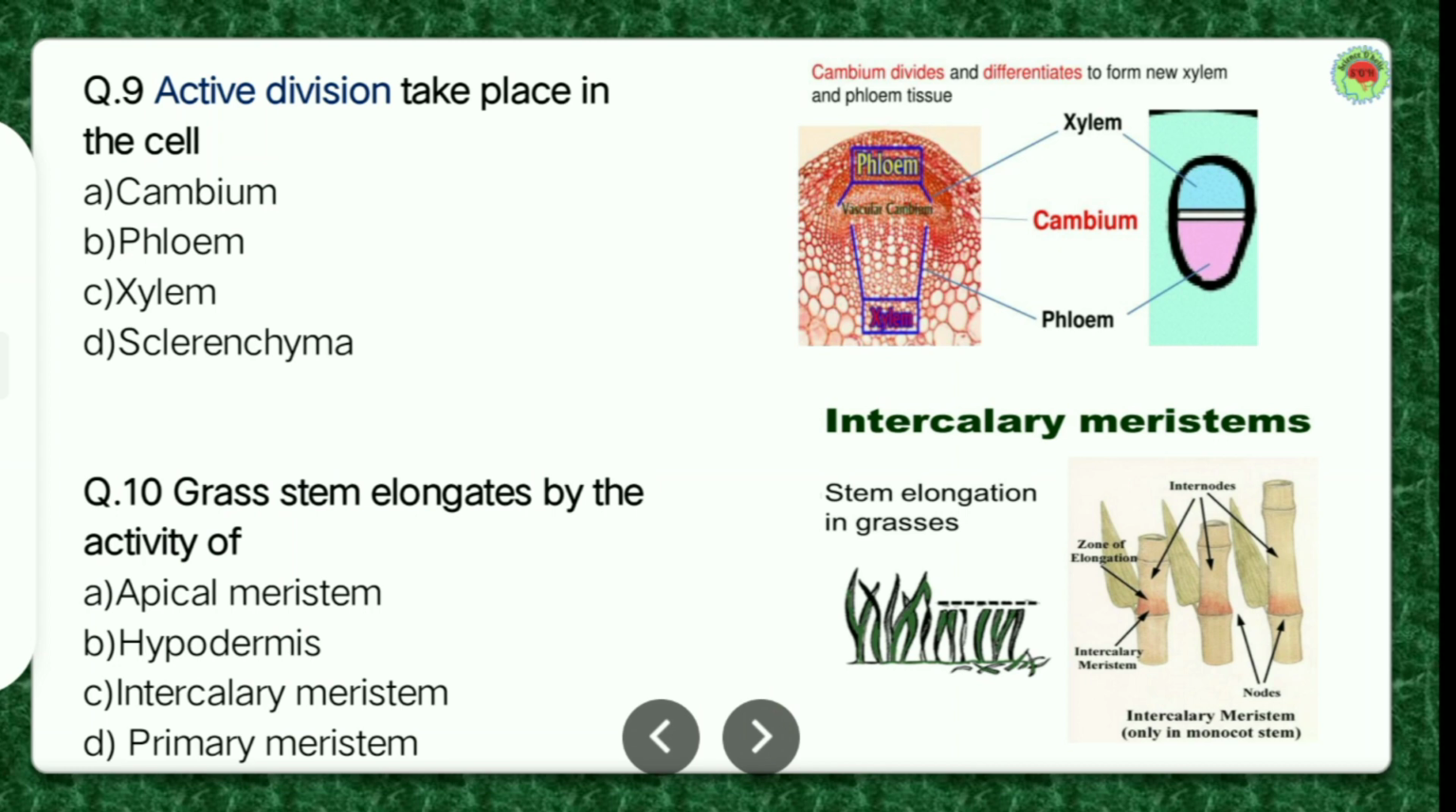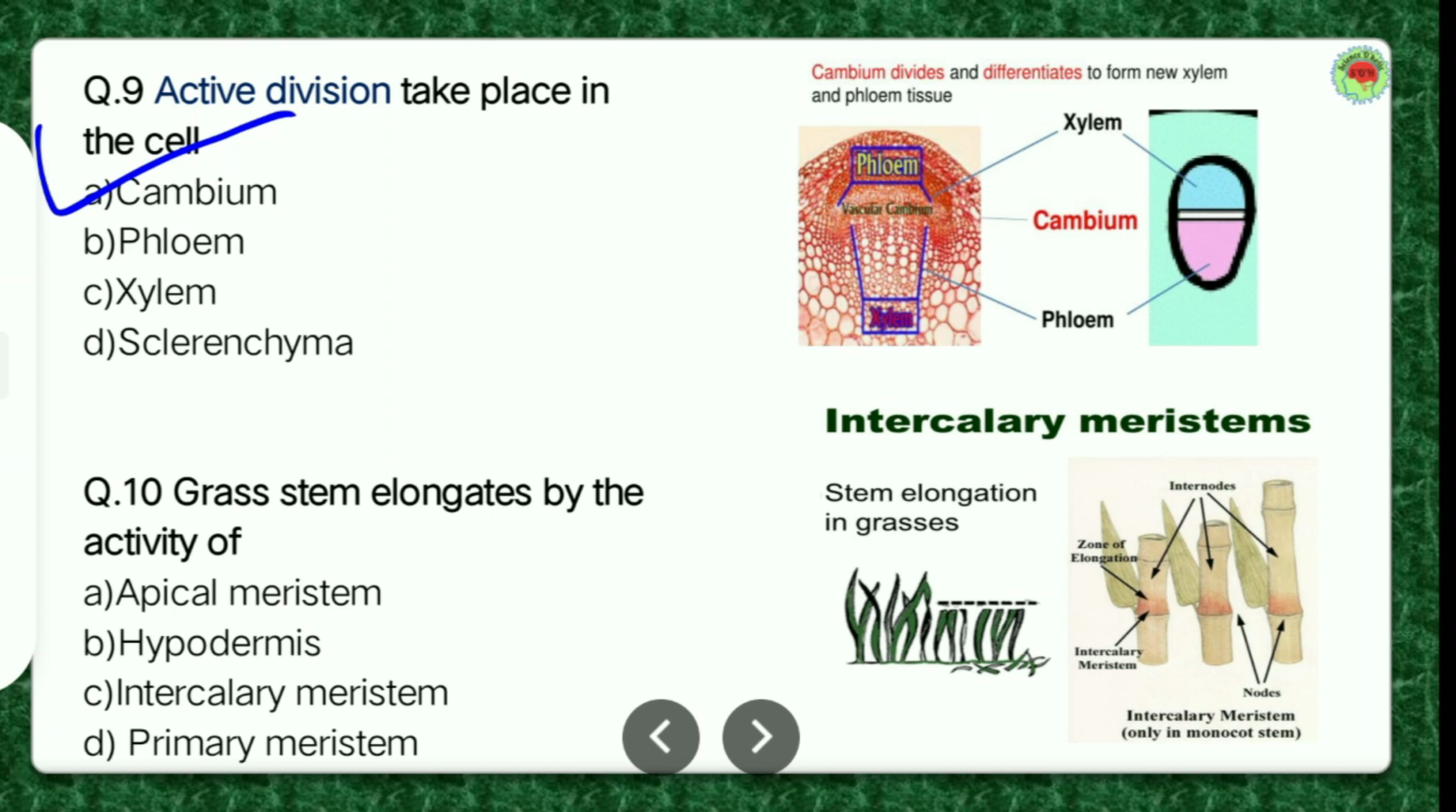Question number 9. Active division takes place in the cell. There are four options. Option A cambium, option B phloem, C xylem, and D sclerenchyma. So you know that the active division of cells occurs in cambium. The cambium divides and differentiates to form new xylem and phloem tissue. Here you can see in the image this white color, it's the cambium. So the active division takes place in cambium. Option A is the correct answer.